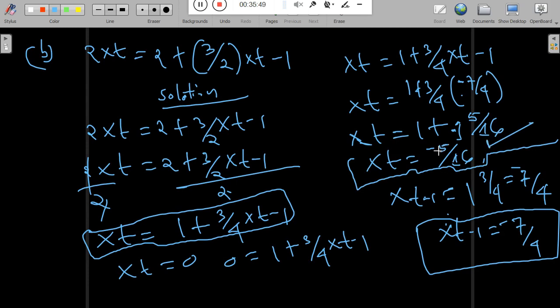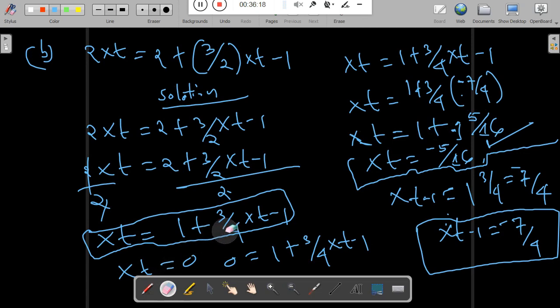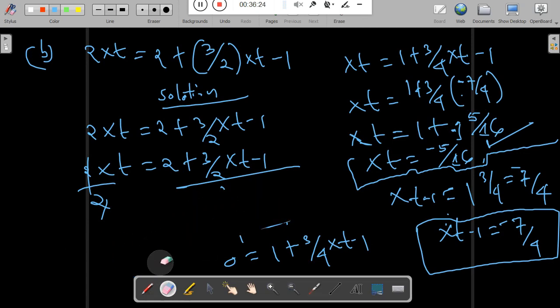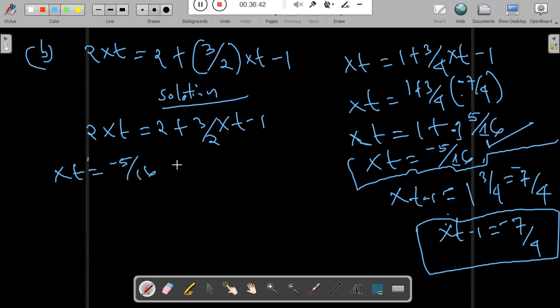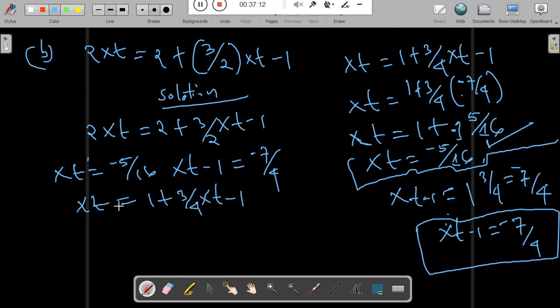Now, since we have already solved the value for the y-axis and the x-axis, it is possible to sketch out the graph. But remember, we need to prove the stability of these conditions, as I told you. So we need to apply the first order derivative to the original function of xt. When we take xt, that is negative 5 over 16, xt minus 1 is 7 over 4. The function is xt equal to 1 plus 3 over 4 xt minus 1.